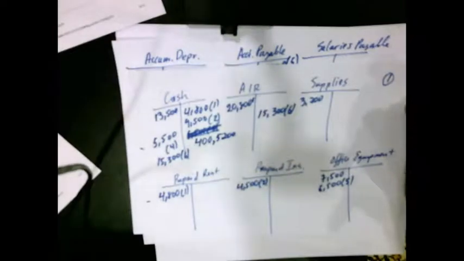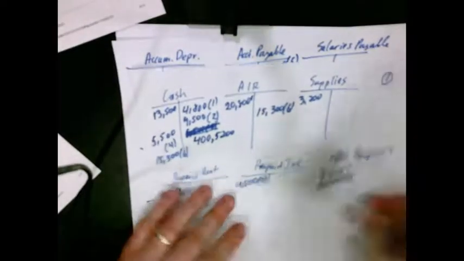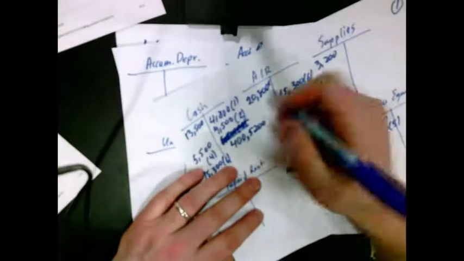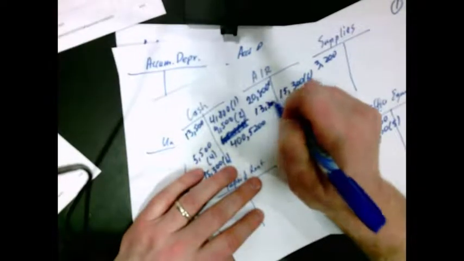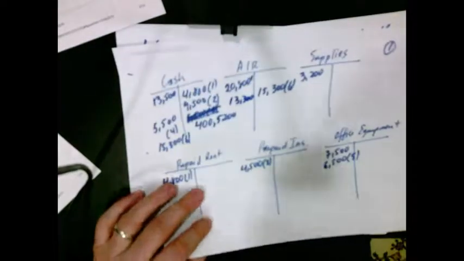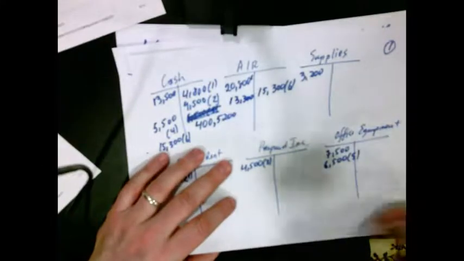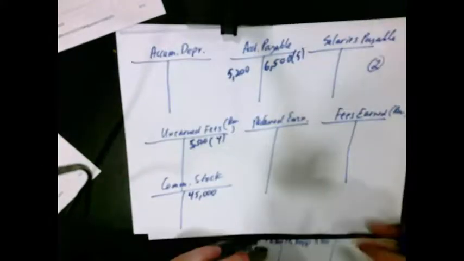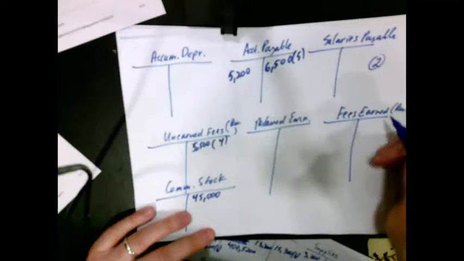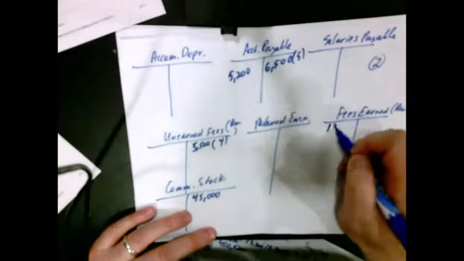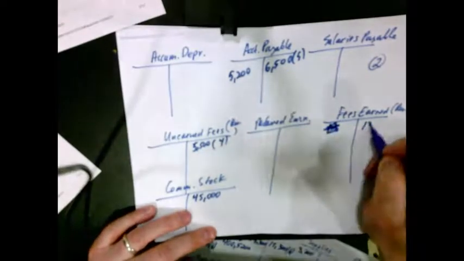Recorded services provided on account for the period $13,300. Again, it's a debit to accounts receivable $13,300. Credit in this particular case will be revenue $13,300. $30,300.